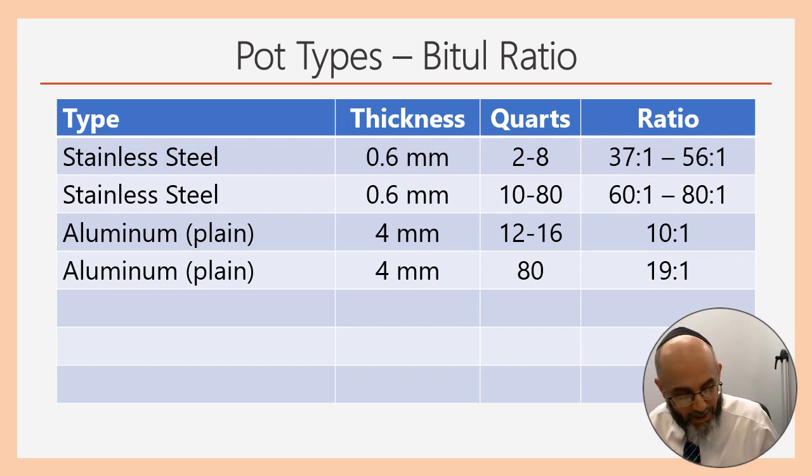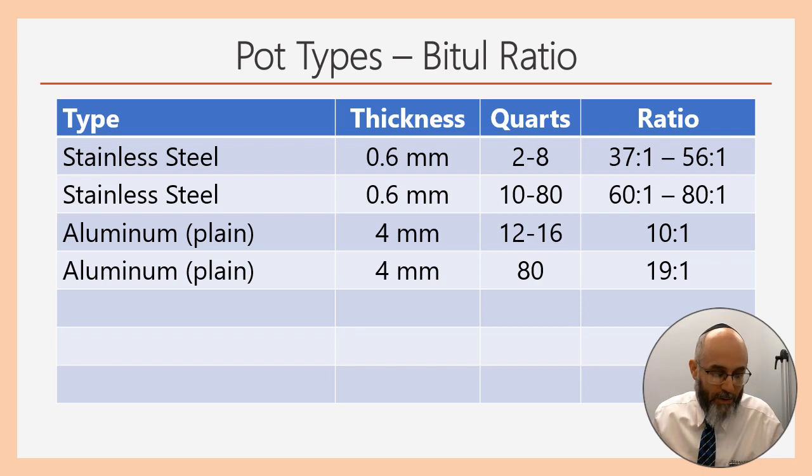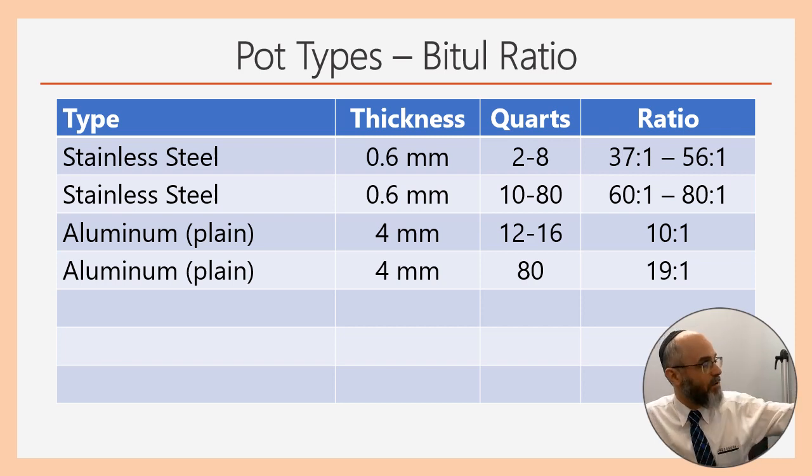Stainless steel pots are the most common, I think. They are be'erach 0.6 millimeters thick. I've been measuring pots and reading up about them also. If you have a smaller pot, what I write here on the chart, 2 to 8 quarts, that's like a regular house pot that you use in your house, the ratio of blia to the tam is 37 to 1 or 56 to 1.